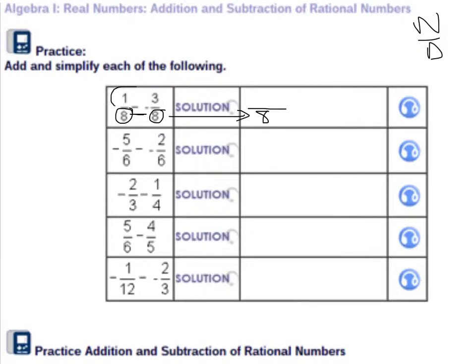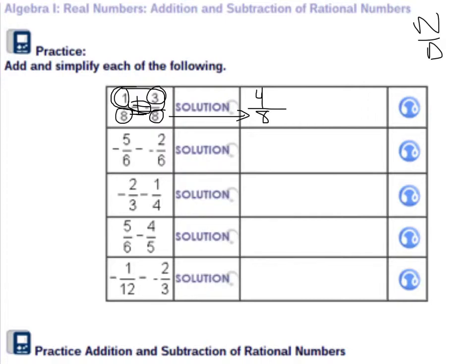Now, all you do is take the top part and work it like a regular math problem. You got 1 minus negative 3. If you remember from your earlier teachings, when you minus a negative, that turns into a positive. Two wrongs make a right, only in math. So that's 1 plus 3, which is 4.